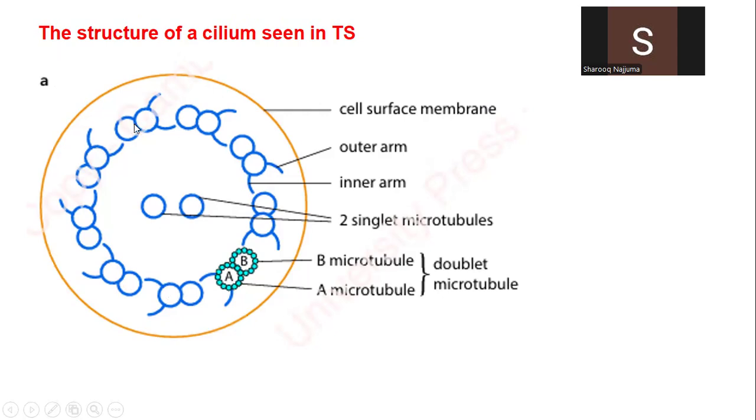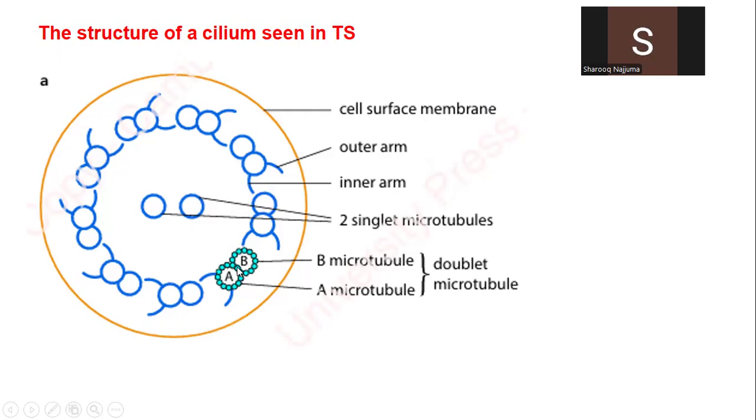So those pairs are called doublets. So 9 doublets. Double means 2. 9 doublets of microtubules. Now, when you look at each doublet, each microtubule doublet is made up of A microtubule and B microtubule. A microtubule has all the 13 protofilaments. Remember, we saw that a microtubule is made up of 13 protofilaments.